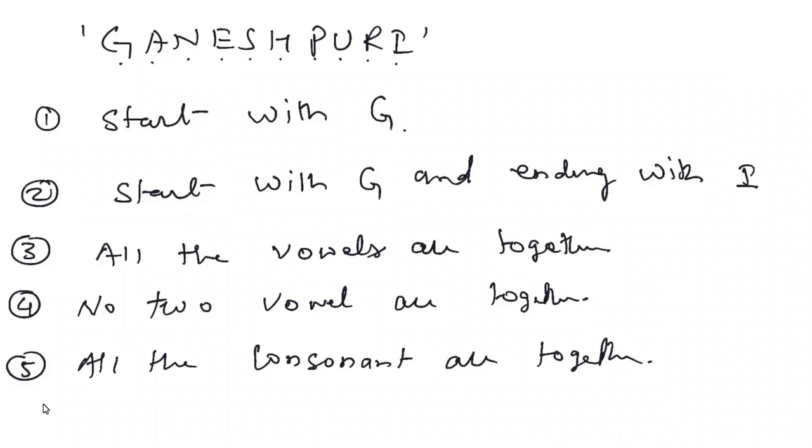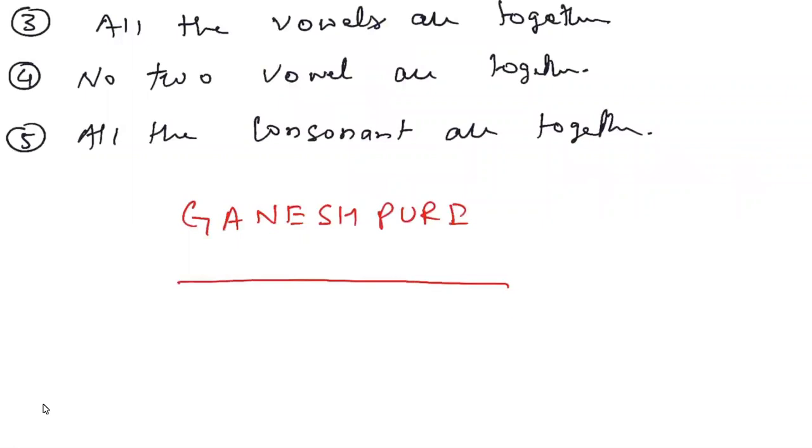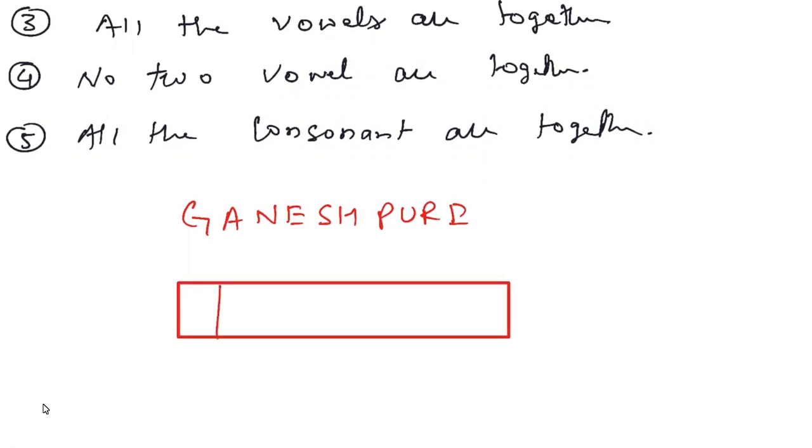In this, the Ganesh Puri, the first condition given is we have to start with G, right? So let's start. Ganesh Puri: 1, 2, 3, 4, 5, 6, 7, 8, 9, 10. In this, start with G.